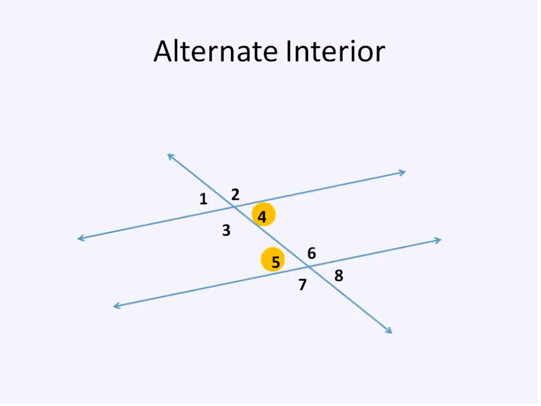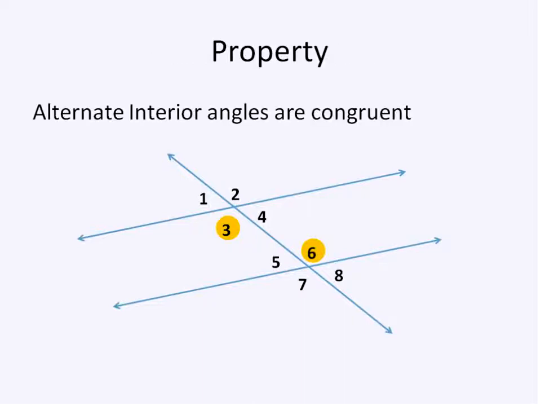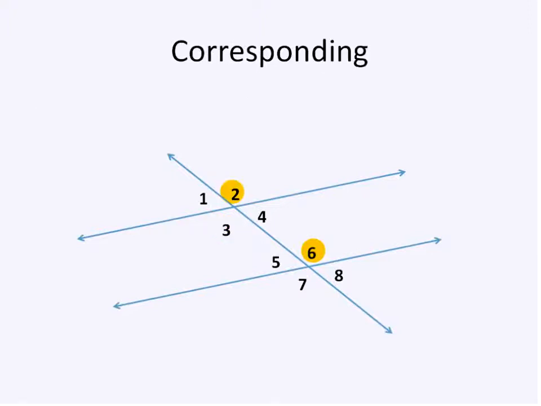And we see the word interior, which means they'll be on the inside of the parallel lines. So one example of alternate interior angles is 4 and 5. Angle 4 and angle 5. The other example is angle 3 and angle 6. And just like alternate exterior angles, we know that alternate interior angles are also congruent. So angle 3 is equal to angle 6. Angle 4 is equal to angle 5 because they are alternate interior angles.